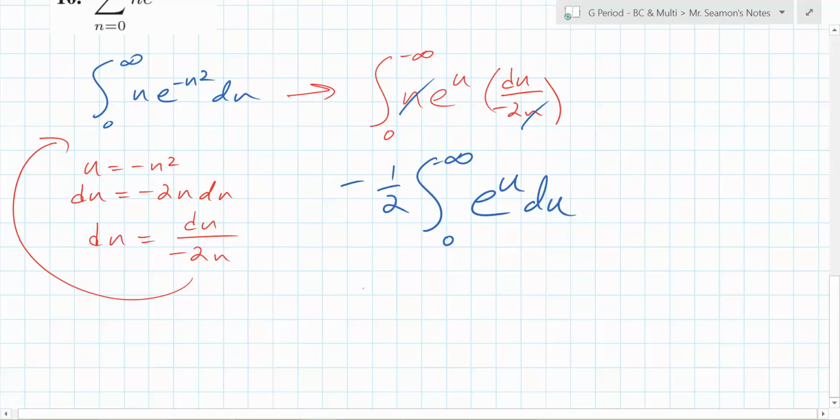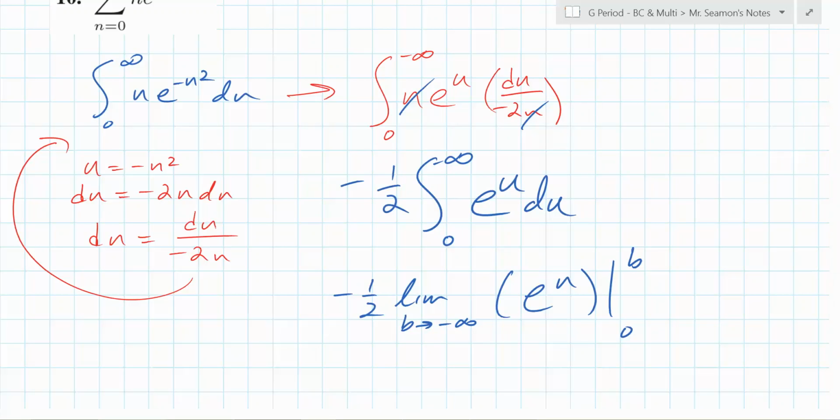So what's this going to be? -1/2 the limit as b goes to negative infinity of e to the u from what? 0 to? No, to b. We already pulled it out, right? Could you exchange places? You could. You don't need to. I want the constant on the bottom. What happens when I substitute u for n squared as opposed to -n squared? It should work out to the same answer.